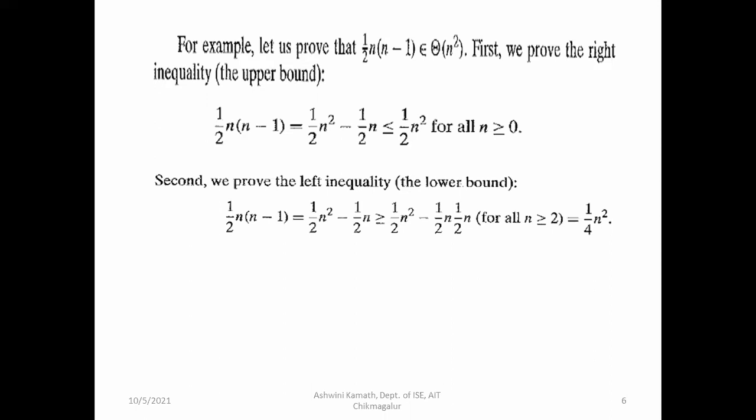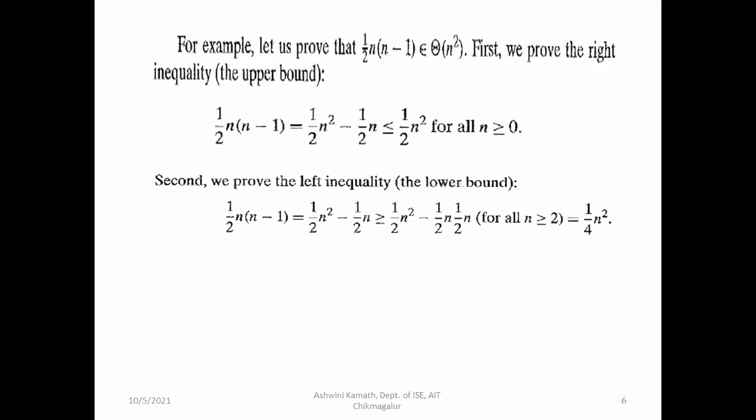Now we have to prove the left inequality, that is the lower bound. Lower bound means it has a higher order of growth. Half n into n minus 1, which is equal to half n square minus half n, is greater than or equal to half n square minus half n into half n, which is equal to 1 by 4 n square. You can see the value of n naught here is 2, n greater than or equal to 2.